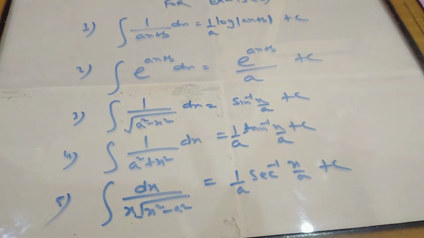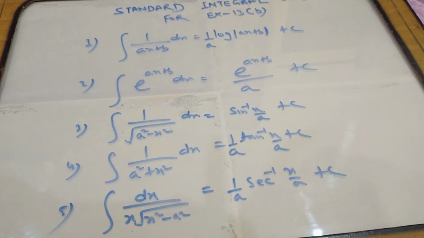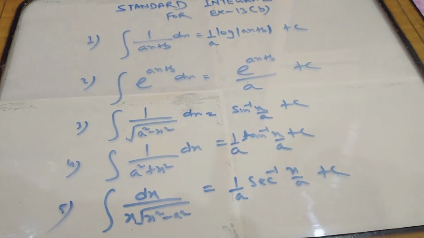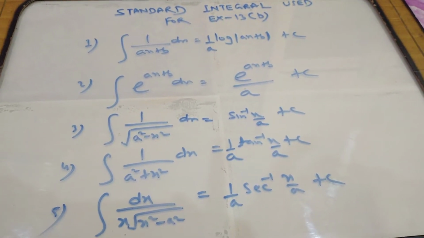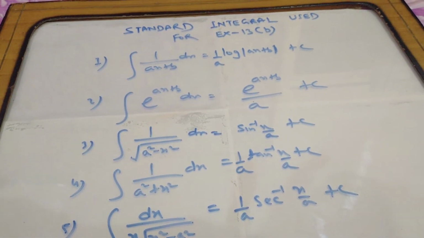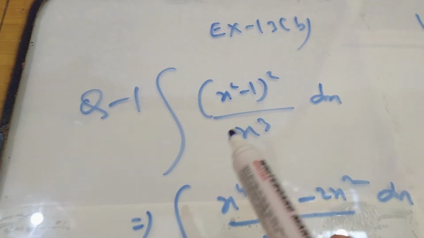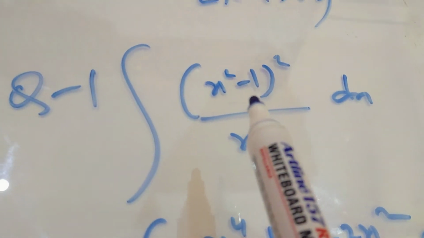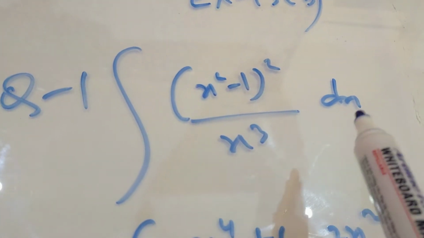So these five formulas you have to remember for this exercise. Let us start the exercise by taking the hint from these five formulae. The first question from this exercise is integration of x square minus 1 whole square upon x cube dx.